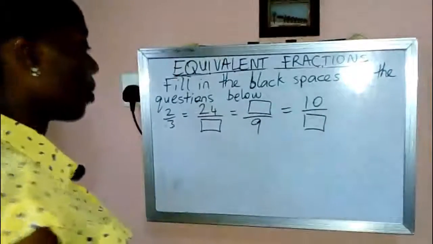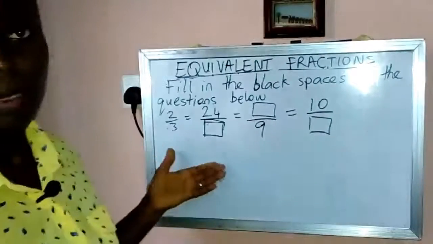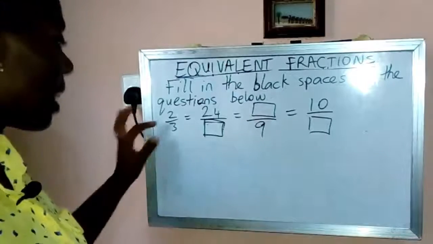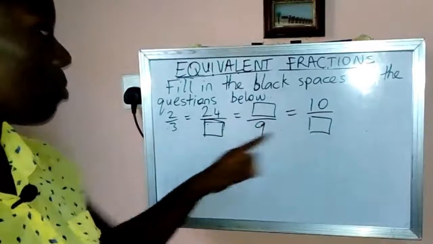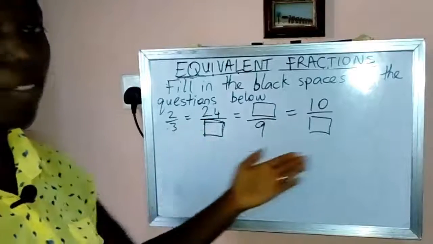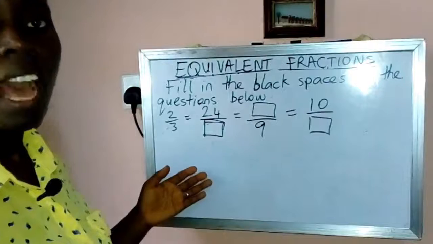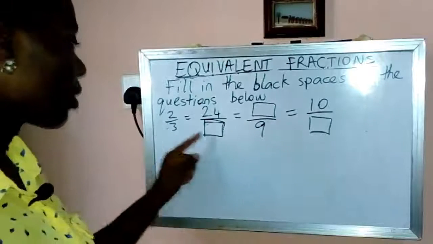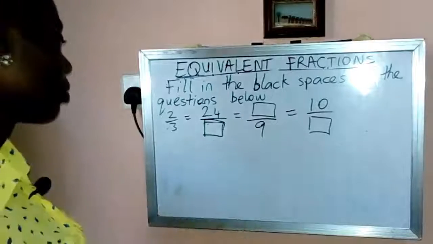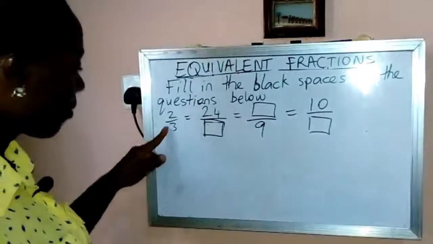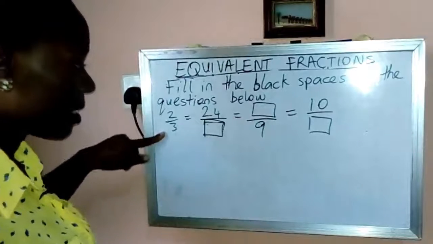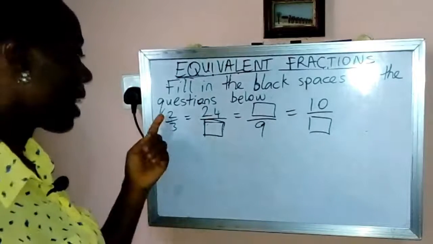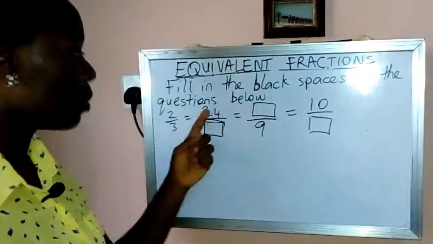Alright? So let's solve this. Now, looking at this question, you have to ask yourself, what kind of question is this? We're looking at this equality sign in the middle of these different fractions. It shows us that what we're doing is equivalent fractions. These fractions are equal. Alright? So what do you do? You first of all check. We've been given a lead. 2 over 3 is here. Equals 24 over our empty box. You check. What can I multiply with 12 that will give me 24?